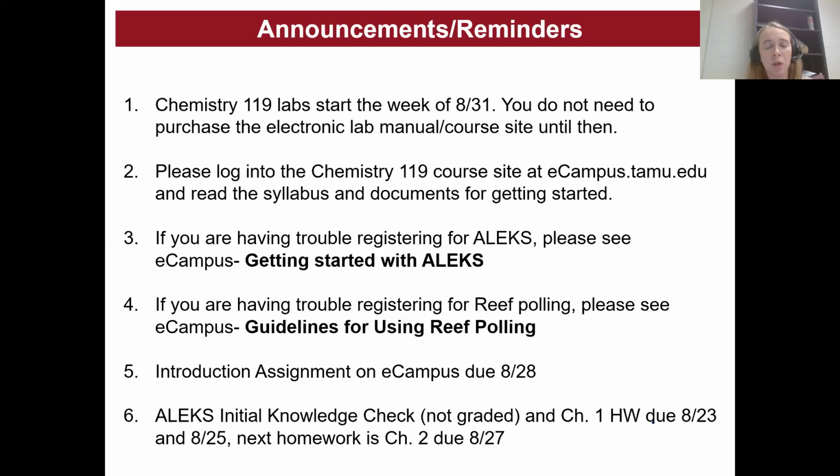All right, so reminders: Chem 119 labs start next week, the week of August 31st. You don't need to purchase the lab manual or course site until then because it's not available. So just wait until you have your first lab and we talk about the course site in that lab meeting.